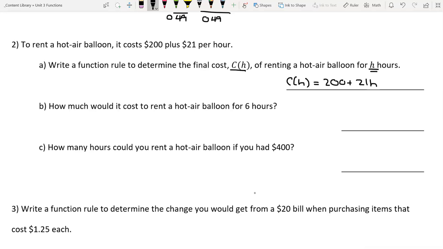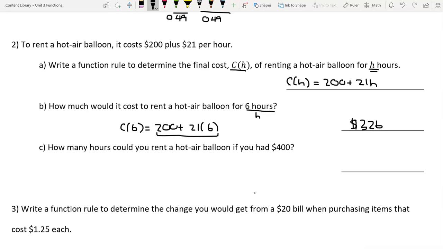So now we're going to use this. How much would it cost, so I'm solving for C of H, to rent a hot air balloon for 6 hours? This is H, it's hours. So I'm going to plug in 6 for H and just do calculator work. And really no algebra here. Oop, I need to make that a 6. Okay? So I'm just plugging this in my calculator, see what it would cost for that many hours. And I got 326. So what this is saying is for 6 hours, it costs $326.